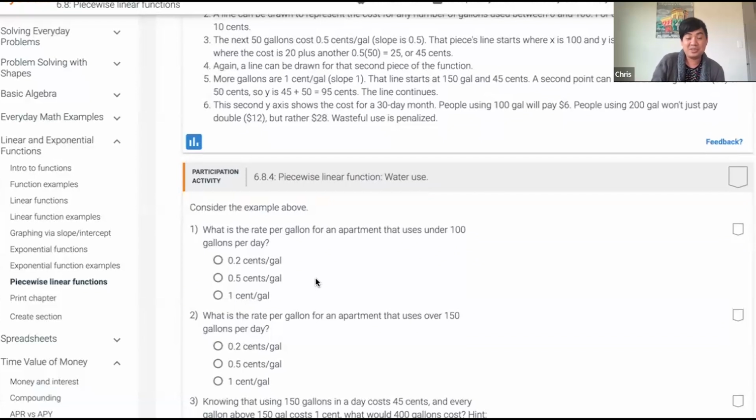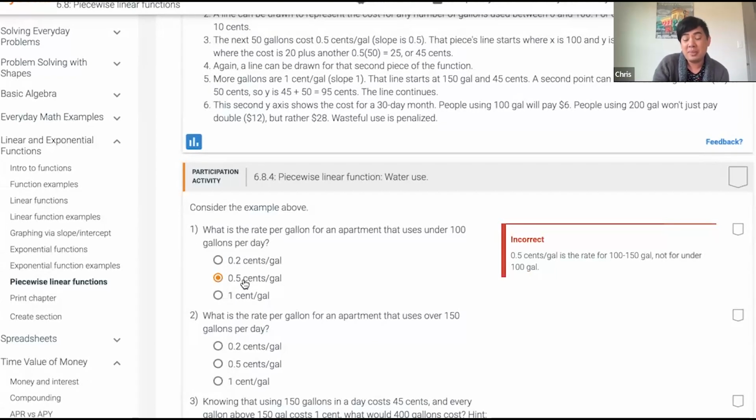But let's say I made a mistake. Instead of picking 0.2 cents per gallon, I picked 0.5 cents. Now, this is very important because we designed the zyBook to highlight common misconceptions, and knowing the reason for the correct answer is important, but knowing why certain things are incorrect is equally important.